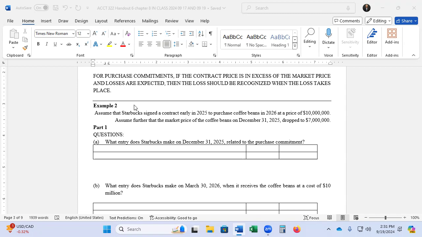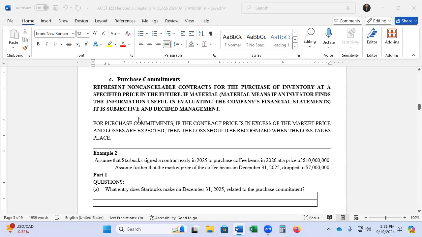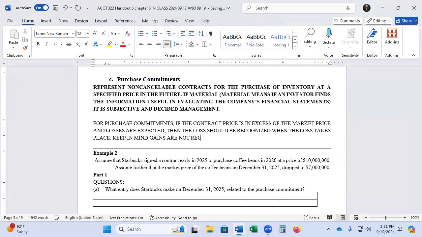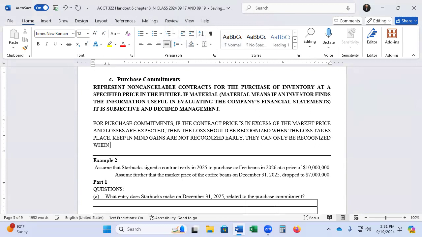So we are on example 2, and we talked about purchase commitments, and we talked about if there's a loss on a purchase commitment, then the loss should be recognized when the loss occurs. And just want to say, keep in mind, gains are not recognized early. They can only be recognized when earned.